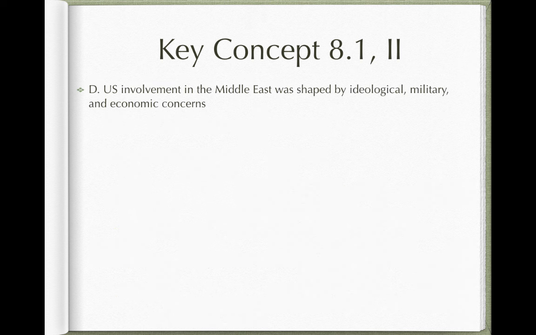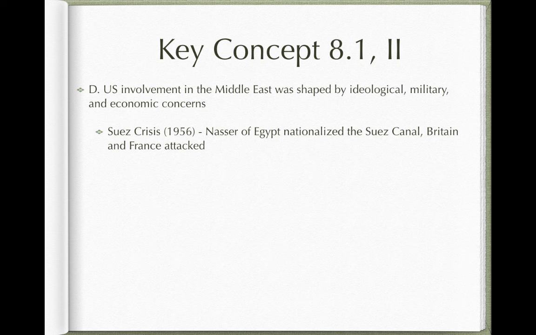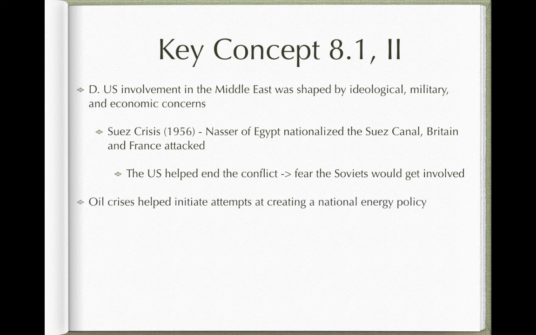So the U.S. involvement in the Middle East was shaped by ideological, military, and economic concerns. In 1956, the Suez Crisis occurs, in which Nasser of Egypt nationalized, there's that word nationalize again, the Suez Canal, and Britain and France attacked Egypt. They were upset because they had control of the canal. The U.S. helped end the conflict because they were afraid that the Soviets would get involved and that Egypt might side with the Soviet Union.